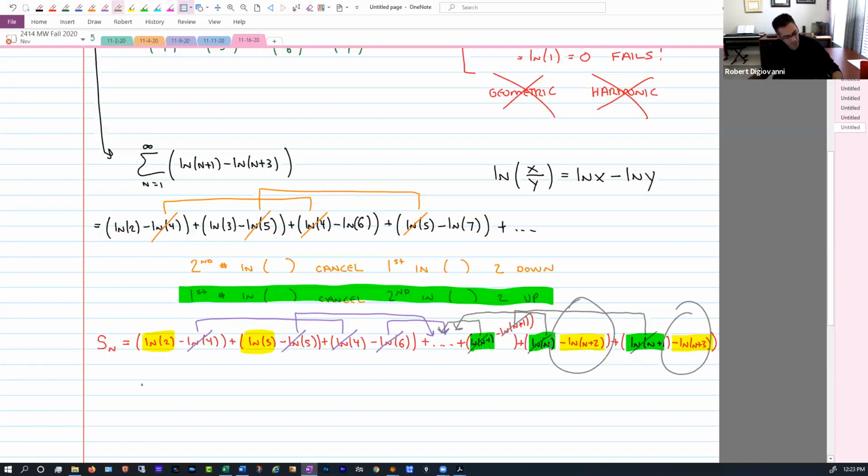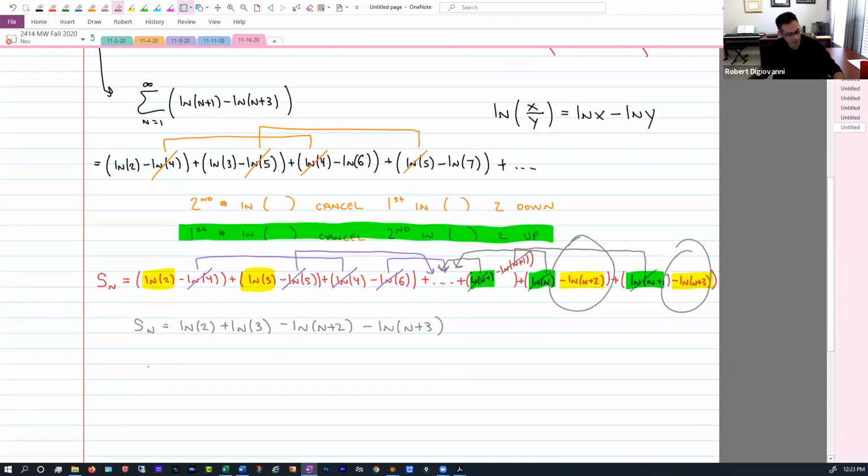So my S sub n formula is natural log 2 plus natural log 3. Those are the yellows from the beginning. And then minus natural log of n plus 2 minus natural log of n plus 3. And now I take my limit as n goes to infinity of this. And what happens when I let n go to infinity here?